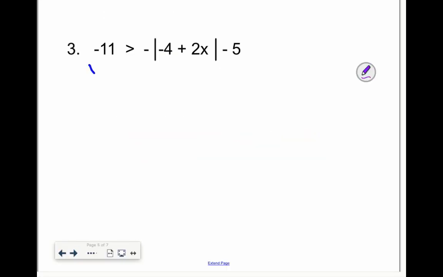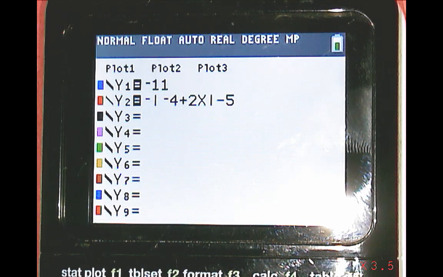Example 3. This side's going to go in y1. This side goes in y2. So in y1 we put negative 11. In y2 we put the opposite of the absolute value of negative 4 plus 2x minus 5. Now we're going to look for the intersection points for these.